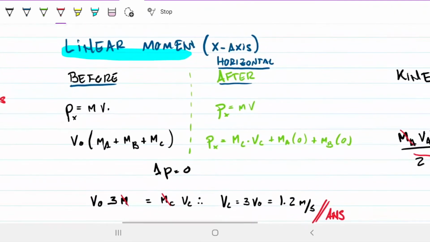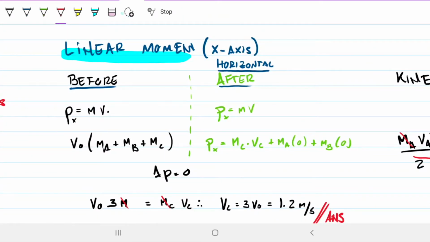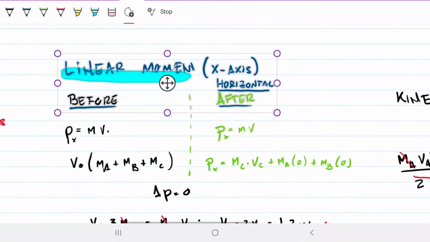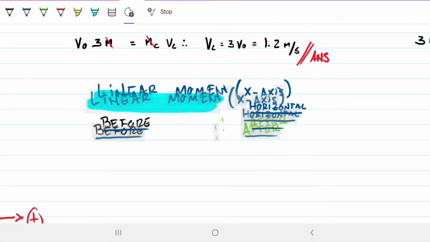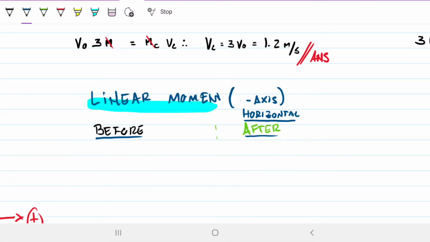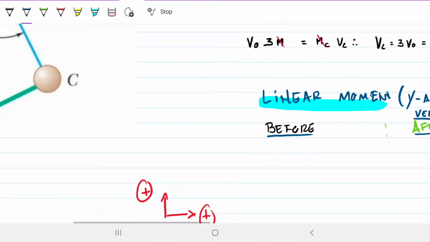What about if I copy and paste this, but we do this on the y direction now. So let's do the same thing, but now on the y direction. So linear momentum, but instead of doing it in the horizontal, let's do it in the vertical. Okay, so what do we have before on the y direction?